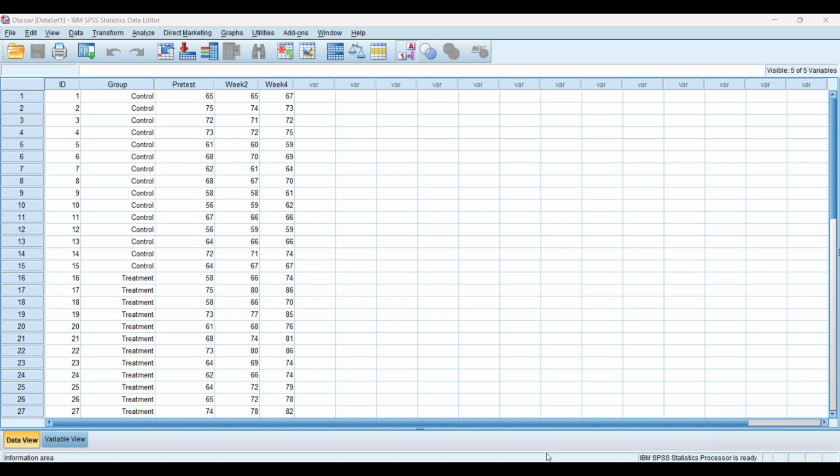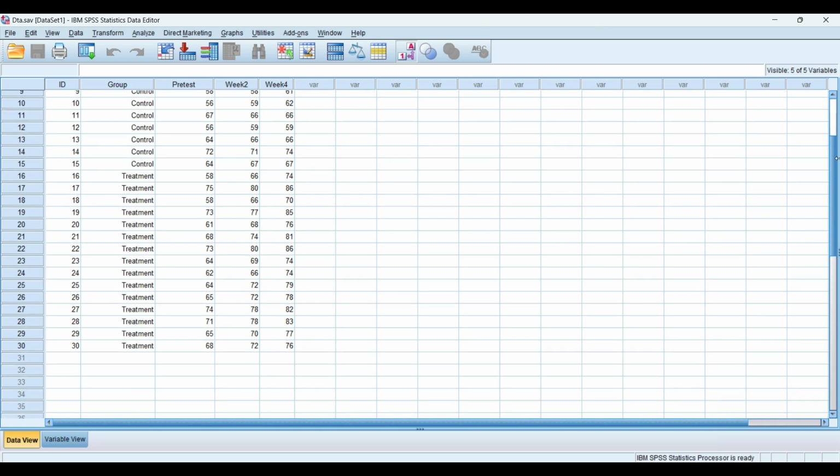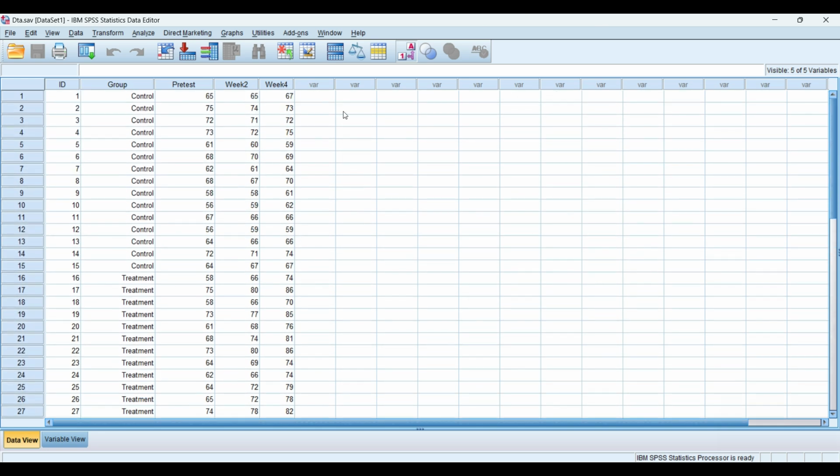In this video, we are going to perform repeated measures ANOVA in SPSS. So we have a data set of 30 patients with a control group and a treatment group, and with 3 dependent variables: pre-testing score, after 2 week score and after 4 week score. So in this way, we will test the repeated measures ANOVA in SPSS.